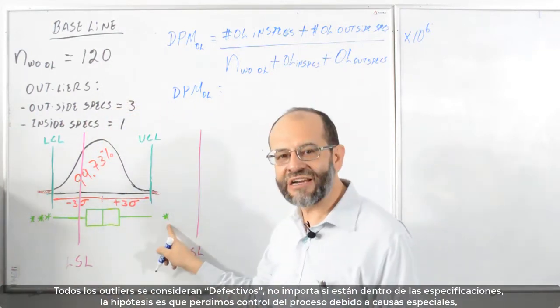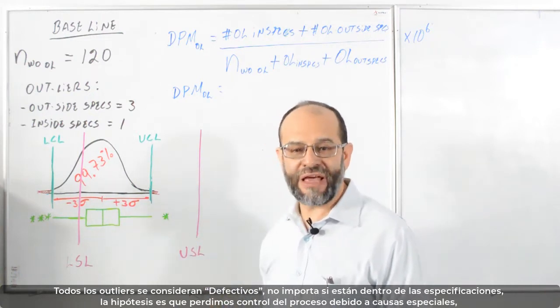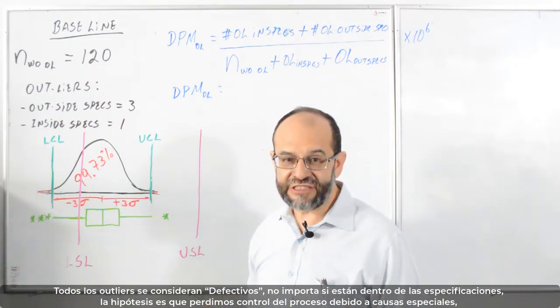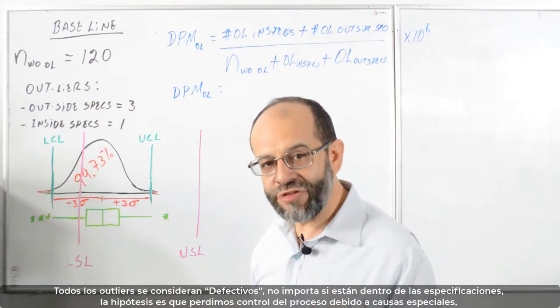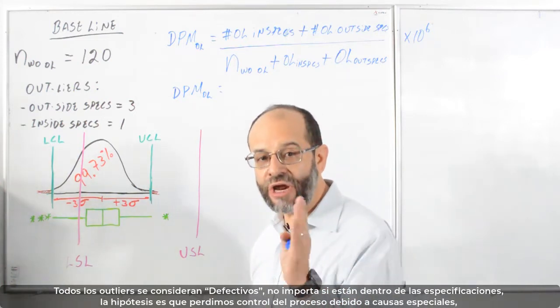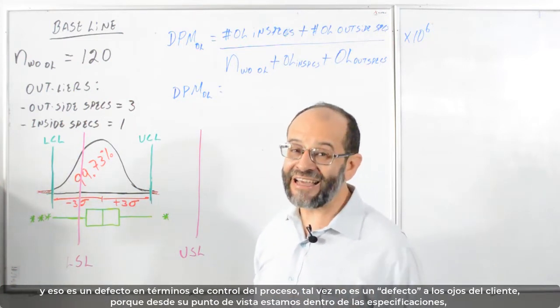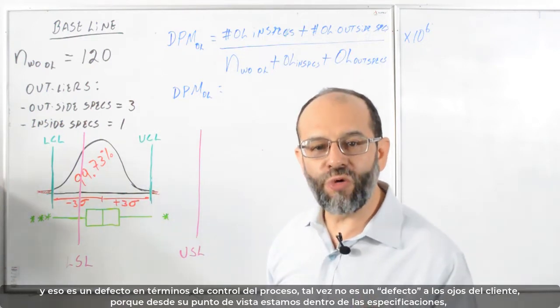So our defects per million in terms of outliers are, take a look, for outliers it doesn't matter if the outlier is inside the specs. The hypothesis is that we lost control of the process, and then because of that we are having a special cause, and that is a defect in terms of control of the process.